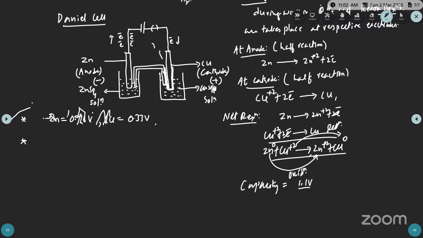So automatically the zinc has the negative charge. Automatically copper also has the opposite charge, that is, positive charge. Okay, so like that we can give the charges to the respective electrodes. So this is the cell reaction and this is the working of the cell. And next, cell representation.